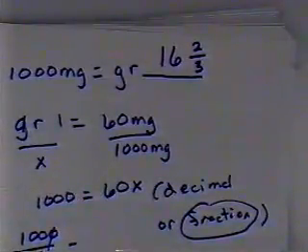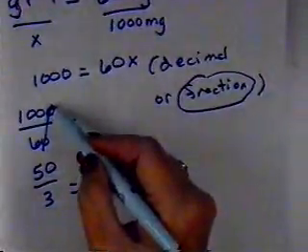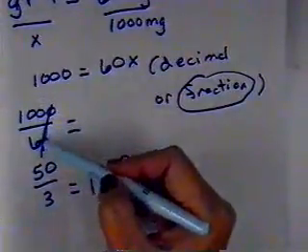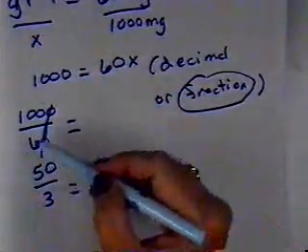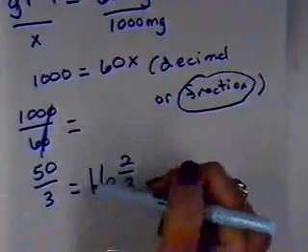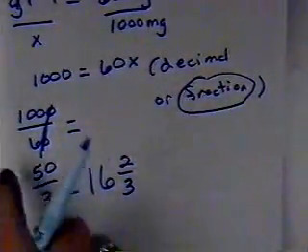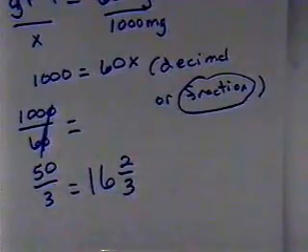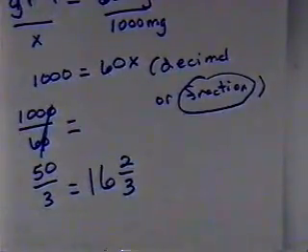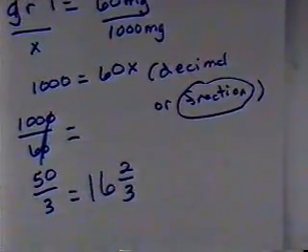How did you just get the 60 and 3? Here, I just reduced. I divided top and bottom by 2. I could change it to a whole number and then reduce, but the arithmetic's a little bit easier. I divided by 2 and then got 16 2/3. Okay. 16 2/3.